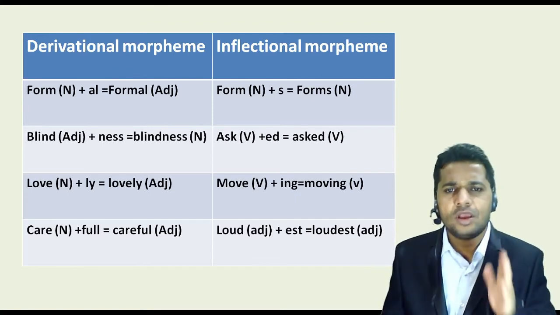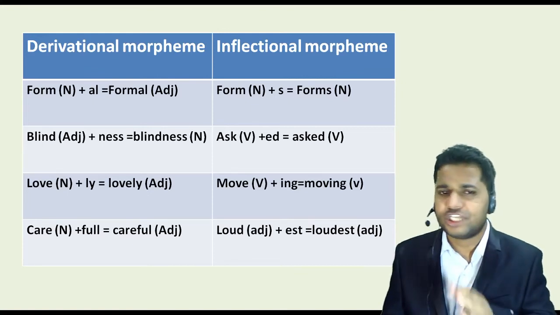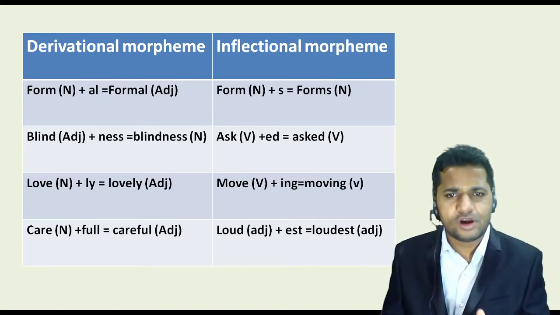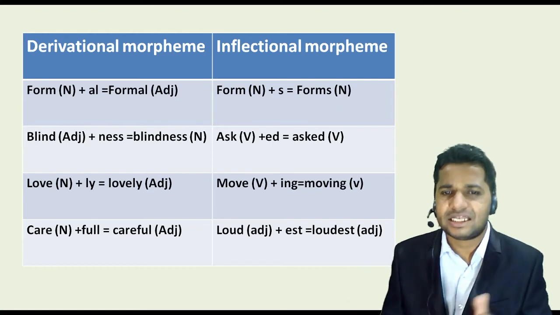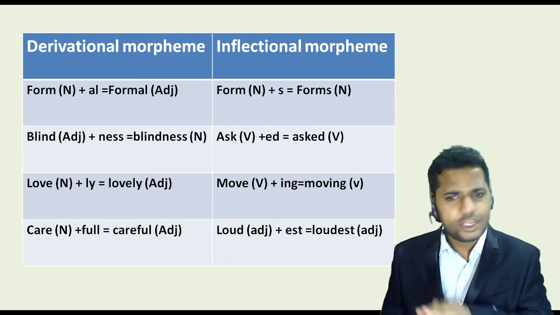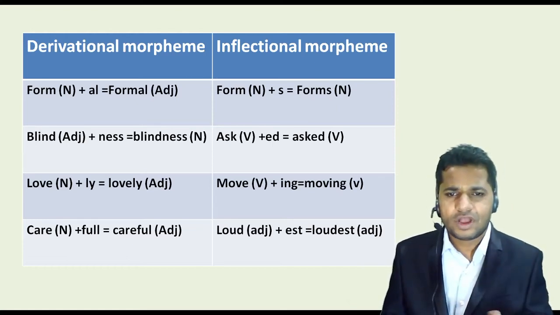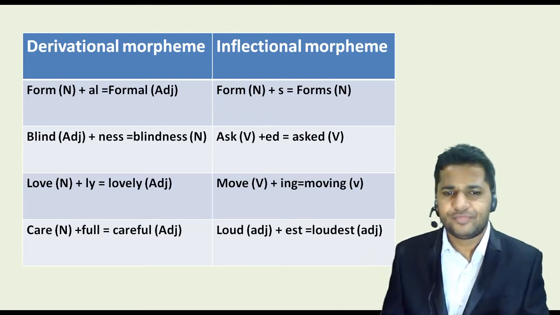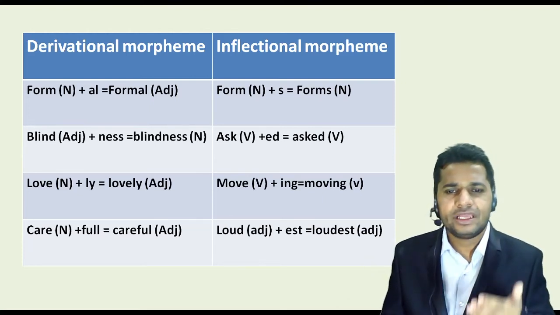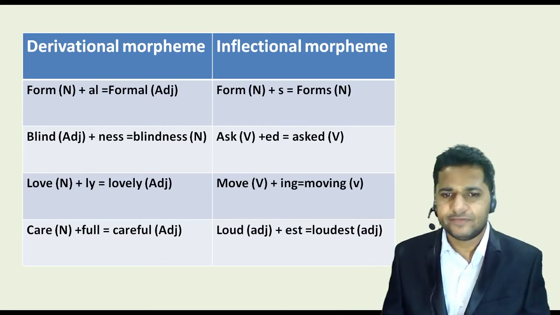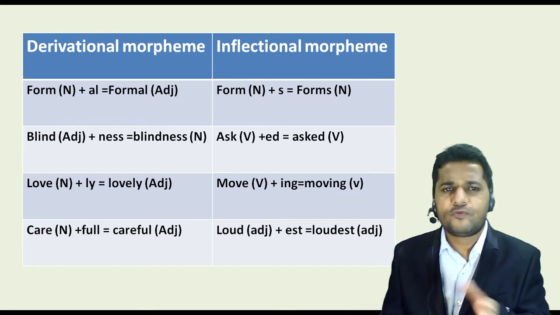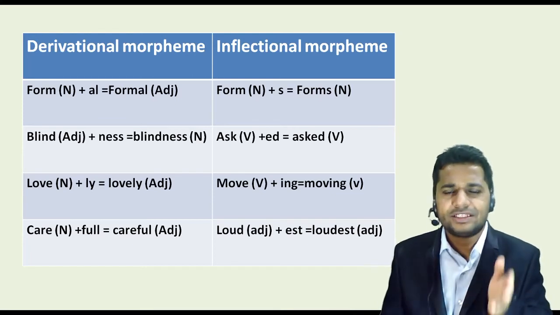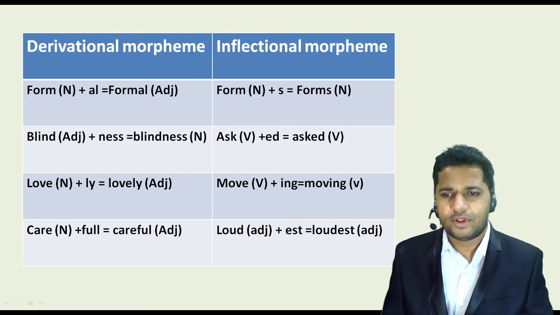It's not changing the grammatical category of the word, it's not changing the part of speech, so it's an inflectional morpheme. Ask is a verb, you add ed, it becomes asked. Again from verb to verb, no change at all. Move, ing, moving, from verb to verb, same thing. Loud is an adjective, you add est, it becomes loudest, adjective. So there is no change in the grammatical category in inflectional morphemes. That's why we call them inflectional morphemes.